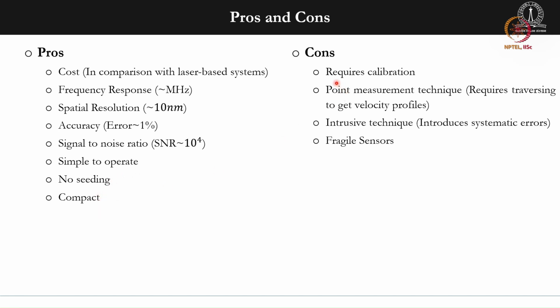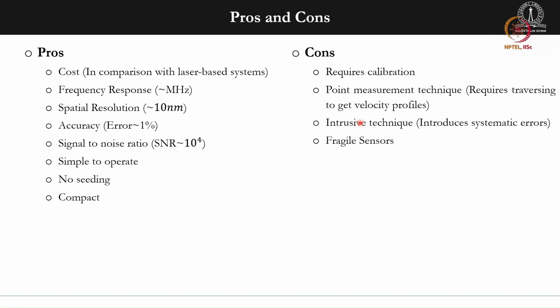Now if we go into the cons of hot wire anemometer measurements, they require calibration, and we are forced to operate within these calibration limits. As we already saw, going beyond this calibration limit will lead to inaccurate readings. Also, this is a point measurement technique, unlike PIV, which is a field measurement technique. So we only get velocity at a particular point in the flow field, and if we want the velocity in an entire plane, we need to traverse this probe across that entire plane, which is quite tedious.